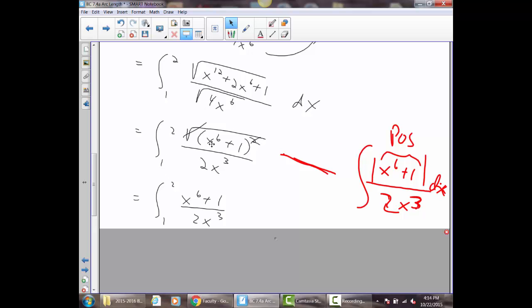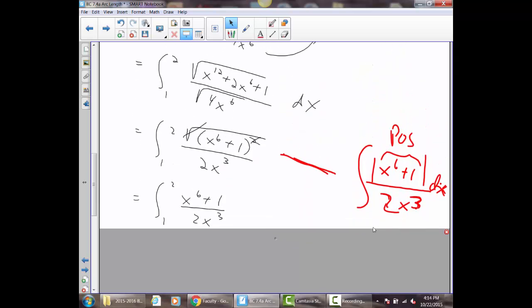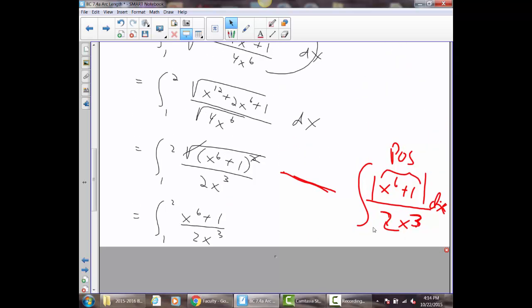At any rate, we're going from 1 to 2. Normally you would say absolute value, but you don't need to. Oh, and I'm missing something very, very crucial in all of these steps, and I can't believe I don't have it. Whoa. You need a dx here and a dx there.